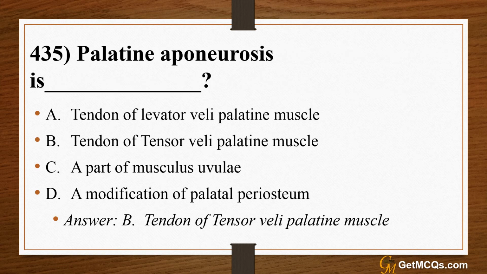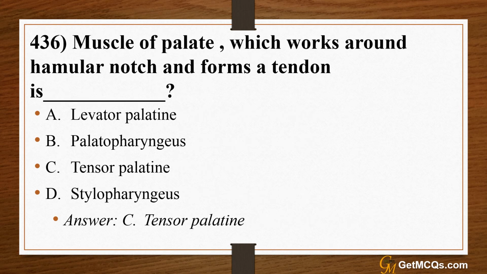435. Palatine aponeurosis is? Answer: B. Tendon of tensor veli palatini muscle. 436. Muscle of palate, which works around hamular notch and forms a tendon is? Answer: C. Tensor palatini.